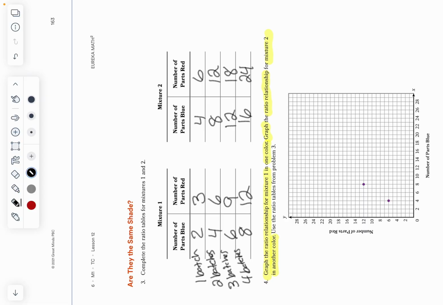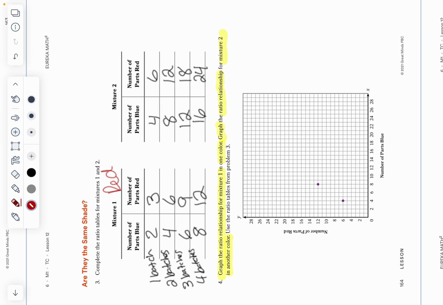So I'm going to choose a color. I'm going to do mixture 1 in red, and I'm going to plot those on the graph. I'm not sure why there are some dots already on here, but that's okay. The purple can go with mixture 2.